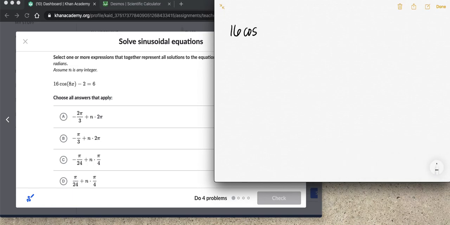16 cosine of 8x minus 2 equals 6. We're trying to isolate this. We're trying to get this portion right here all by itself, so then we can get to the x. So let's go ahead and just add 2 to both sides, and divide both sides by 16. Cool. We actually have it isolated now.